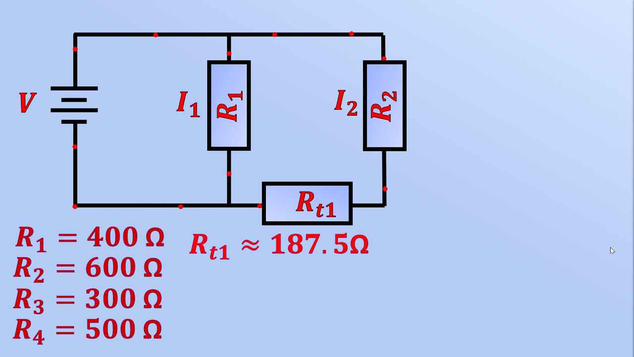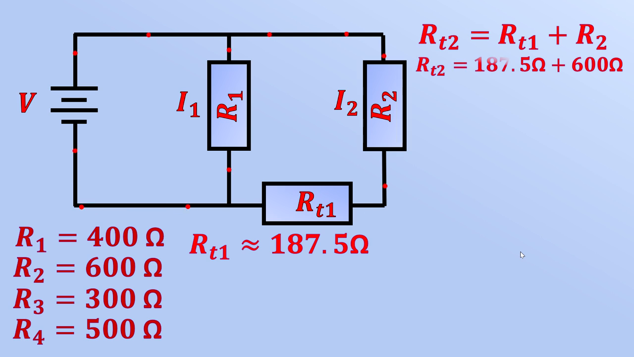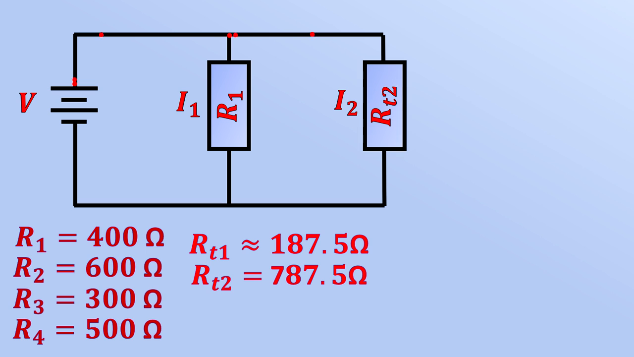Now I can look at those two parallel resistors as one resistor with a total resistance of 187.5. It's in series with R2. And we're getting total resistance of resistors that are in series, we just add them together. So I'll take this RT1 plus my R2. When I add 187.5 ohms plus the 600 ohms, I get 787.5 ohms. And so now that's just like having one resistor in this branch that has 787.5 ohms of resistance.